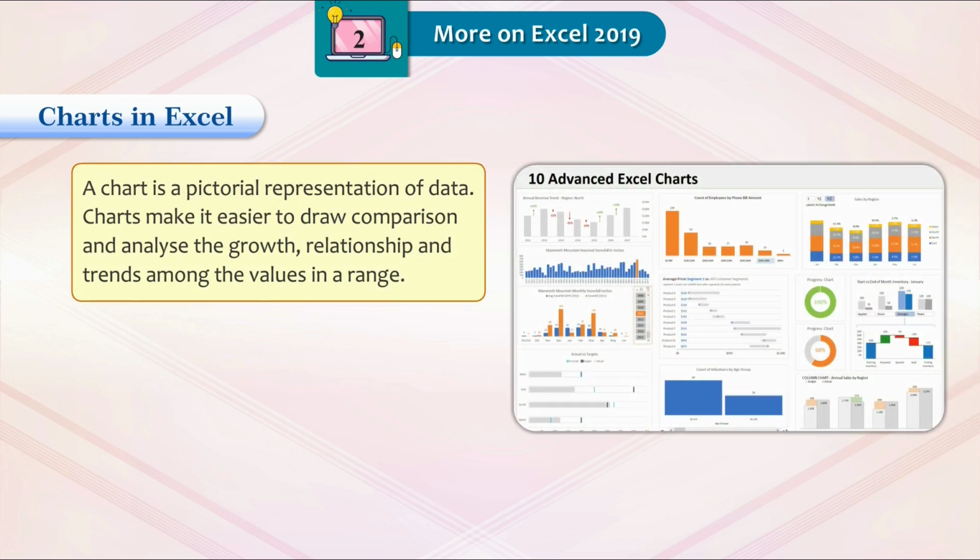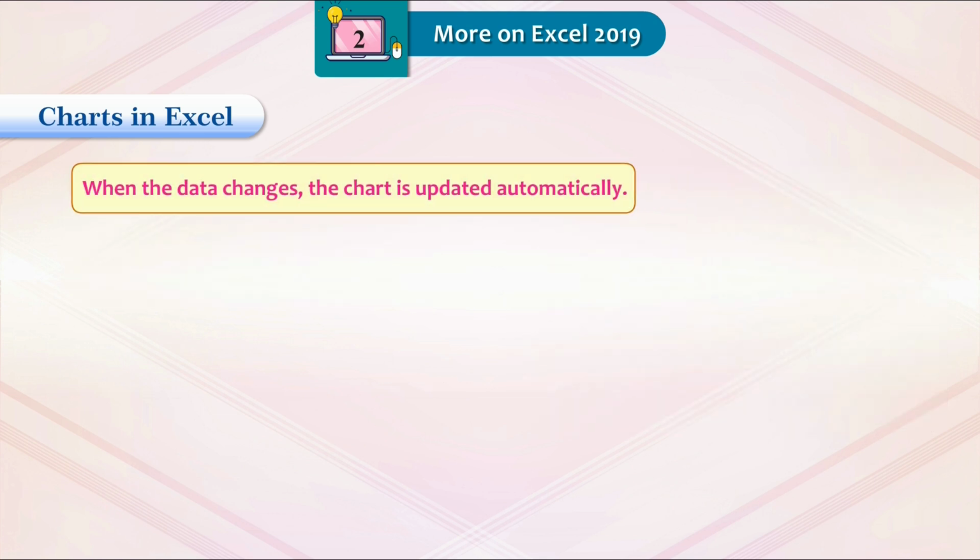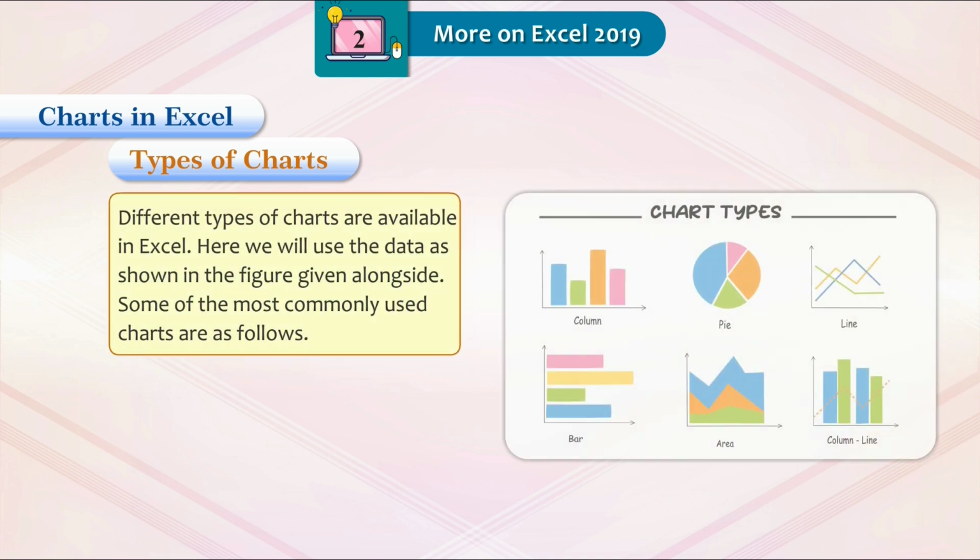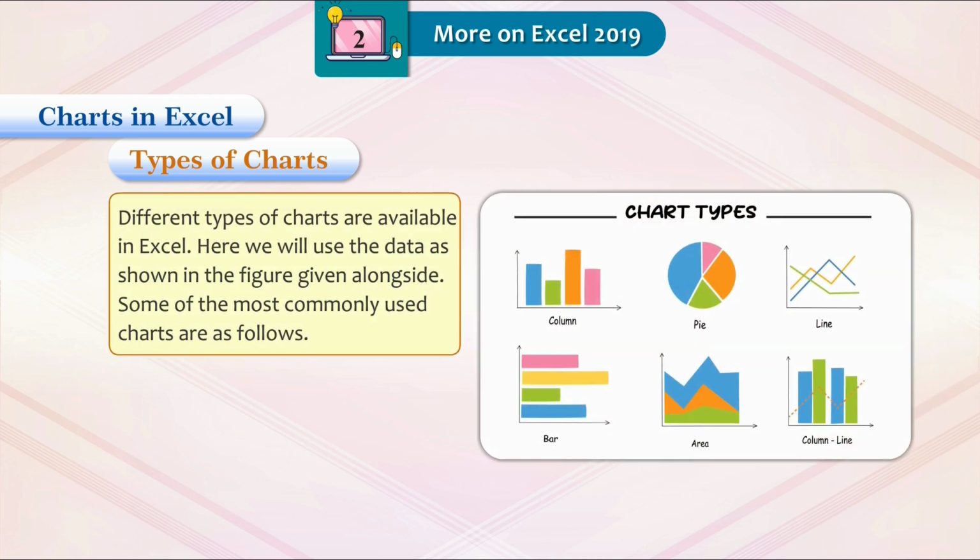Charts in Excel. A chart is a pictorial representation of data. Charts make it easier to draw comparison and analyze the growth, relationship, and trends among the values in a range. When the data changes, the chart is updated automatically. Types of charts. Different types of charts are available in Excel. Here we will use the data as shown in the figure given alongside.